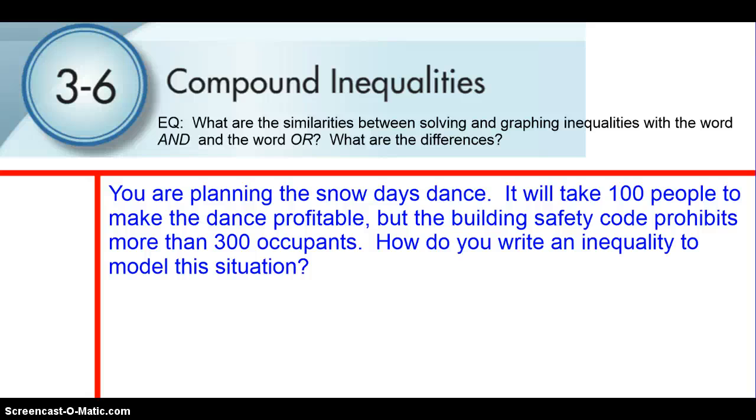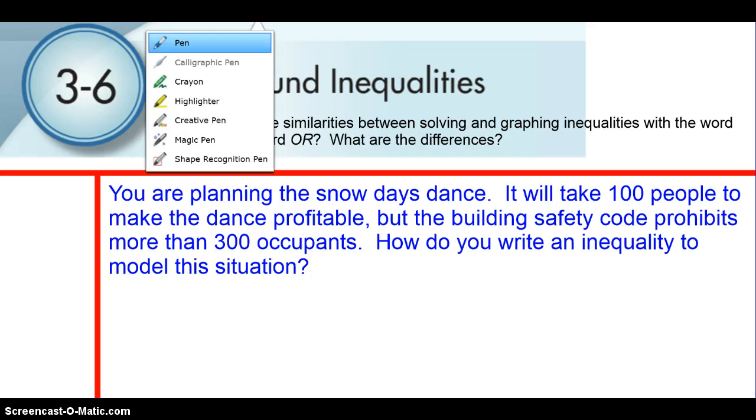All right, first thought. You do not have to copy this whole problem into your notebook, but I just want you to think through it with me. You're planning the Snow Days dance. It will take 100 people to make the dance profitable, but the building safety code prohibits more than 300 occupants. So how do you write an inequality to model this situation?